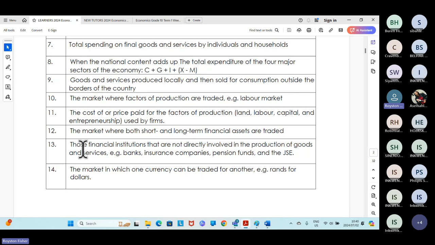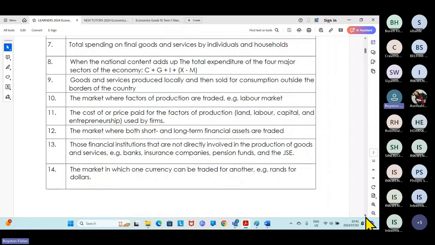So number 13, those financial institutions that are not directly involved in the production of goods and services. For example, banks. When you go to the bank, it doesn't produce the products that the business sells, but the bank is essential because the bank is a link between the business and the economy. Insurance companies, pension funds, and the JSE, where we trade our shares. So that is a financial sector. It is important for you to understand the difference between the two, the financial sector and the financial market.